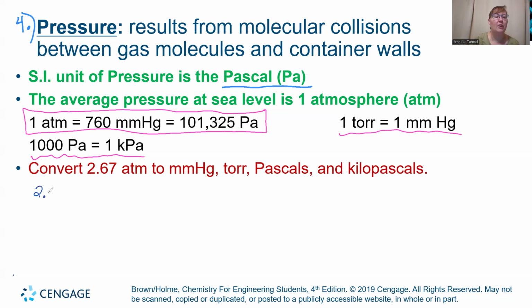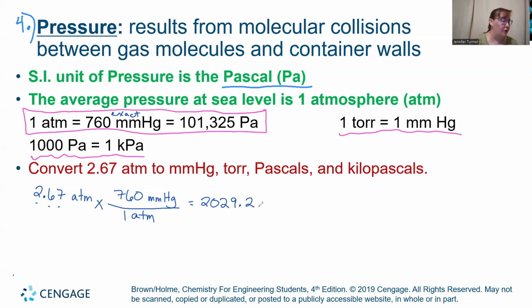Okay, so first of all, we have our 2.67 ATMs. And first, we will go to millimeters of mercury, and we know that there is 1 atmosphere for every 760 millimeters of mercury. Now this is exact. It looks like 2 sig figs, but it's not. It's considered an exact conversion. So we'll be going off of the 3 sig figs that we have right here. And when we work through this on the calculator, we will get 2,029.2 millimeters of mercury.